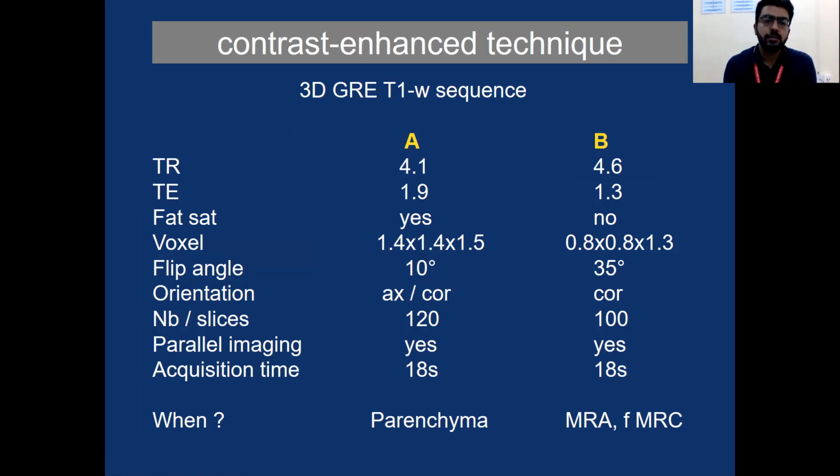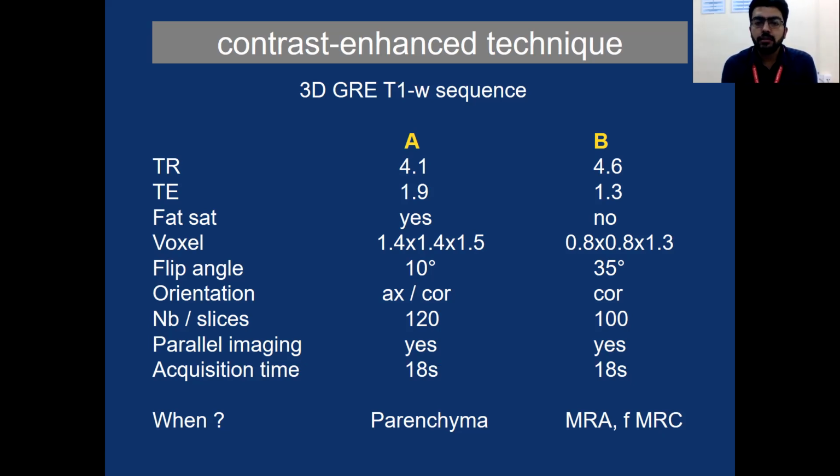Fat saturation is seen in A and not seen in B. Voxel is 1.4 x 1.4 x 1.5 in A and 0.8 x 0.8 x 1.3 in B. Flip angle is 10 degrees in A and 35 degrees in B. Orientation is axial and coronal in A and always coronal in B.